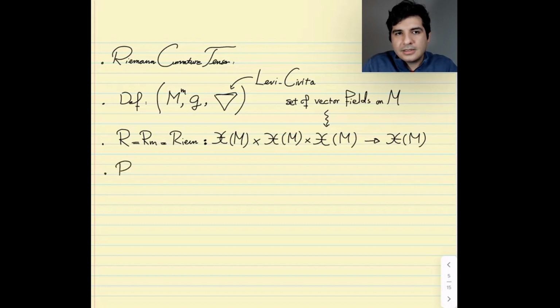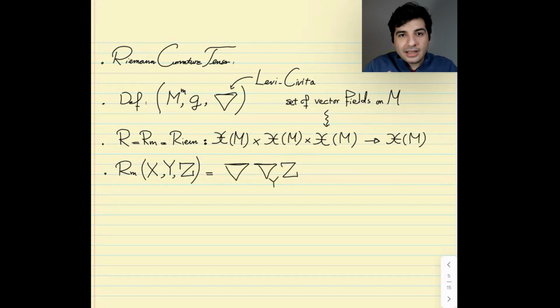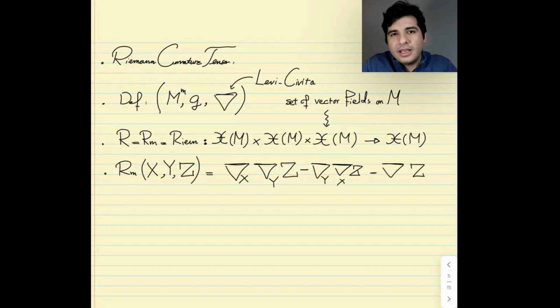How is it defined? Let's denote this with Rm. The inputs are three vector fields, which we denote by X, Y, Z. What is the definition? Take the covariant derivative of Z in the direction of Y, then take the covariant derivative of this object in the direction of X, minus: take the covariant derivative of Z in the direction of X, and then the second derivative in the direction of Y, minus the derivative of Z in the direction of the Lie bracket of X and Y.